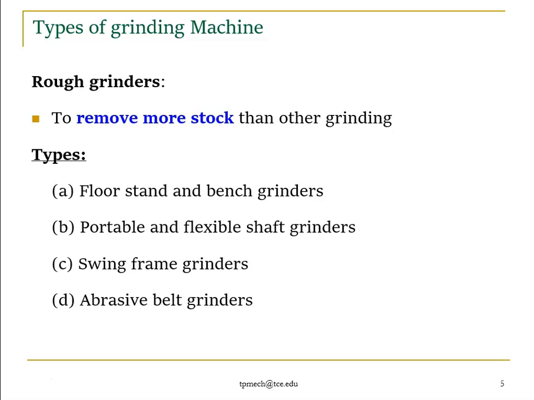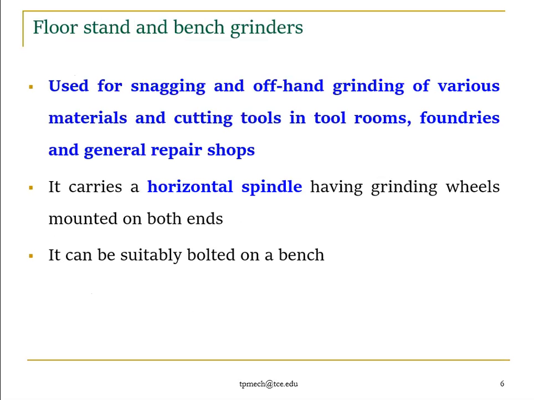Basically, rough grinders are very small in size and are used for small applications alone, right? So you cannot use large or heavy components with rough grinders. We will see only one, called floor stand and bench grinders. It is used for snagging and offhand grinding of various materials and cutting tools in tool rooms, foundries, and general repair shops. Floor stand means the grinder may be placed on the floor or on top of a table or bench, right?